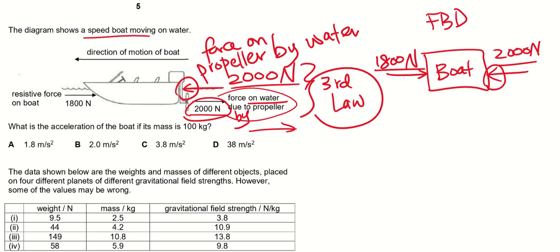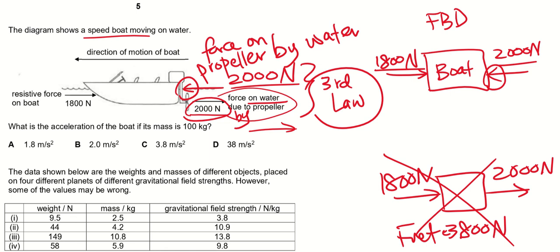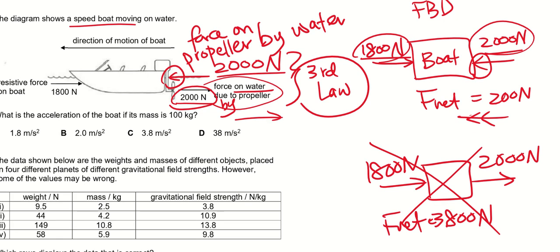So I'm sure later on there'll be some option that adds up these two forces wrongly together, because if you are not careful, you'll just draw your free body diagram as this. If you are not careful, you will just do this, and then you'll get 3800 Newton of F net. This is incorrect. So my F net is actually 200 Newton, because 2000 is more than 1800 and it will be in this direction. Okay, so F net equals to MA.